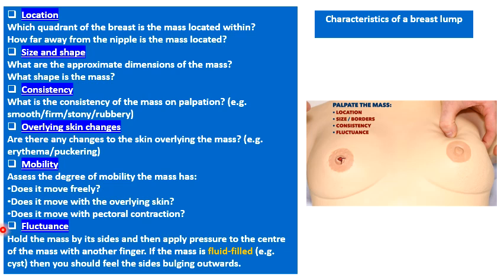And finally, you have the fluctuance. Hold the mass by its side and then apply pressure to the center of the mass with another finger. If the mass is fluid filled, for example a cyst, then you should feel the sides bulge outwards. This is your fluctuance test. If it is fluctuant, most likely it is a fluid filled cyst, and cysts are usually benign lesions.